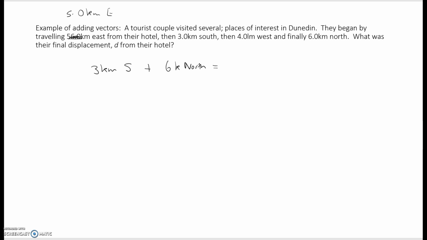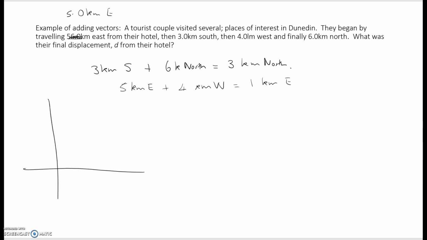And if you think about those as being in opposite directions, the resultant is 3 kilometres north. In the east-west direction, they walk 5 kilometres east and then 4 kilometres west, and then overall that gives them 1 kilometre east. Now we can draw that like that with a north up there. This is now they're going 3 kilometres north, they're going 1 kilometre east, and they're going some distance.